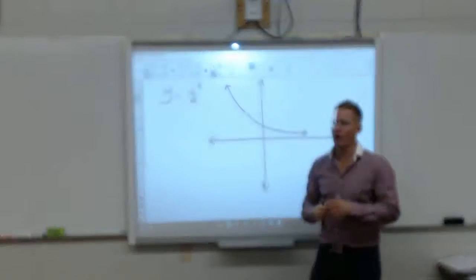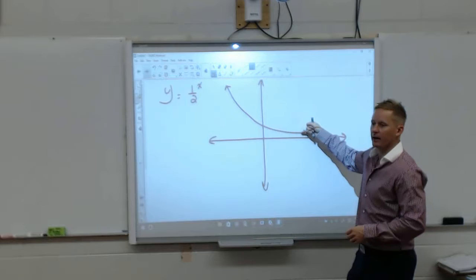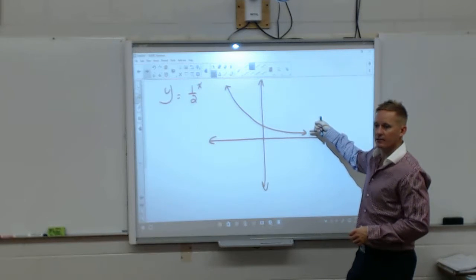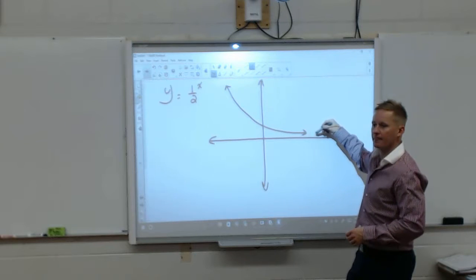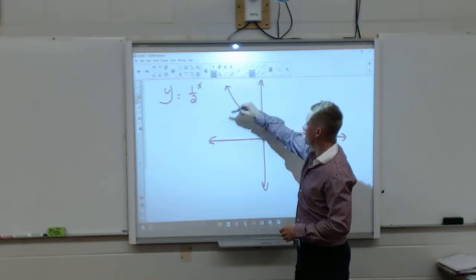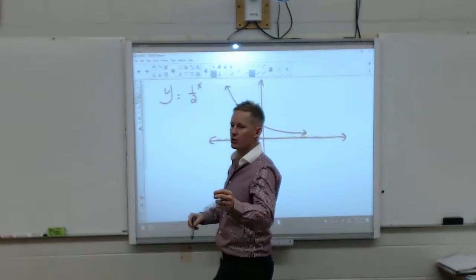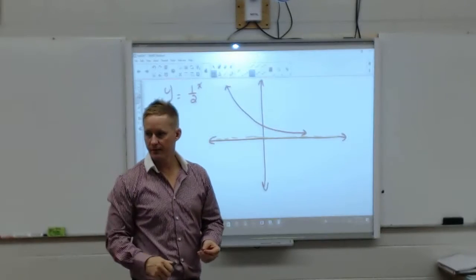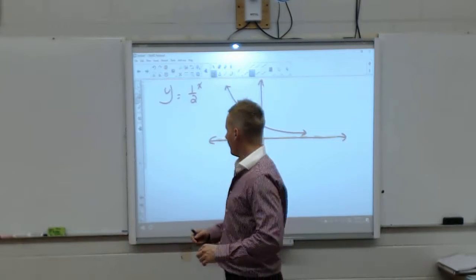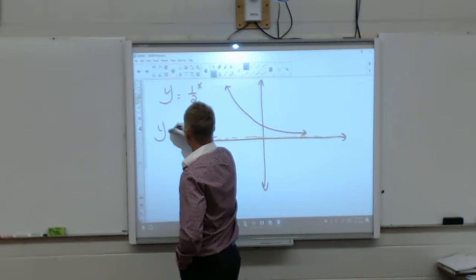So when x is equal to 1, I got a half. When x is equal to 2, I got a quarter. X is equal to 3, I got an eighth. 4, a sixteenth. So what's happening over here? It's getting closer and closer to my asymptote. As x gets larger, y is getting smaller. Fair enough?